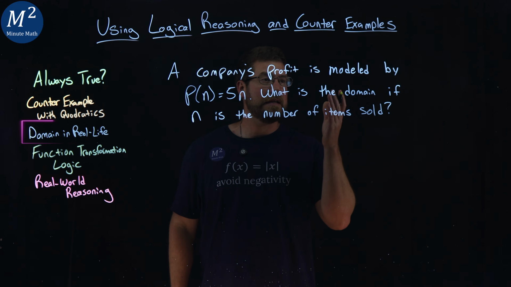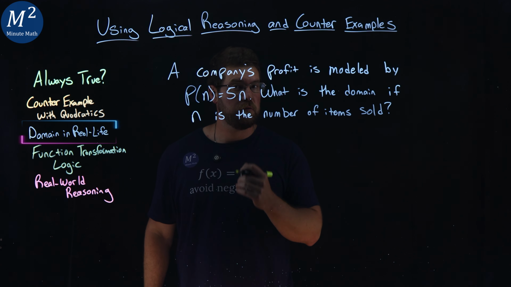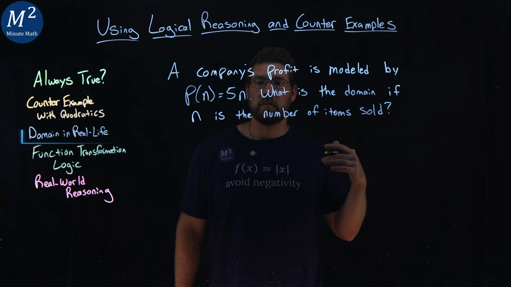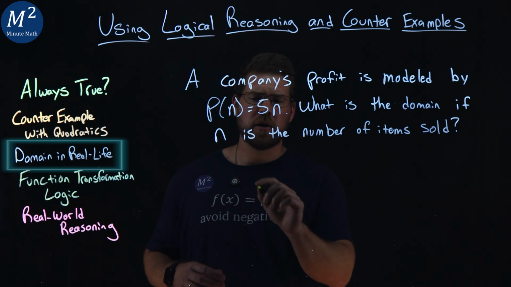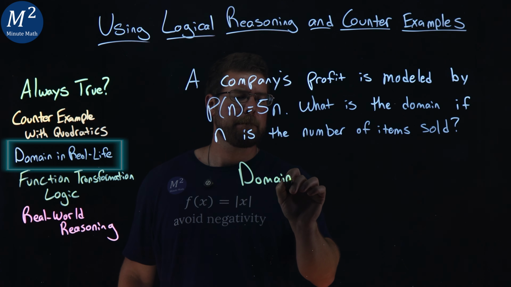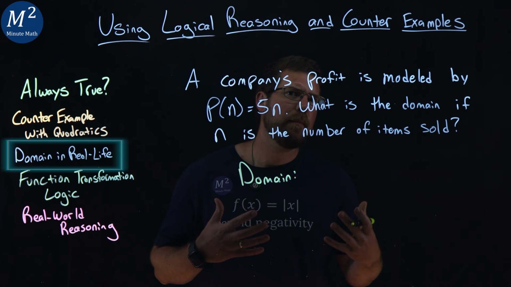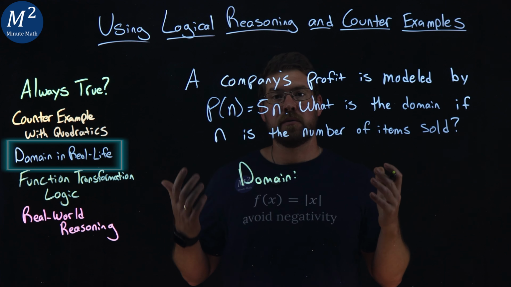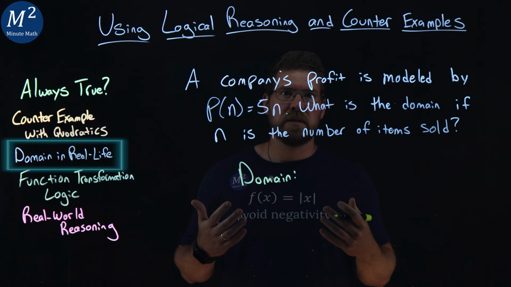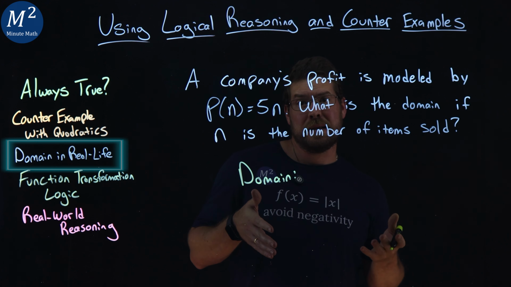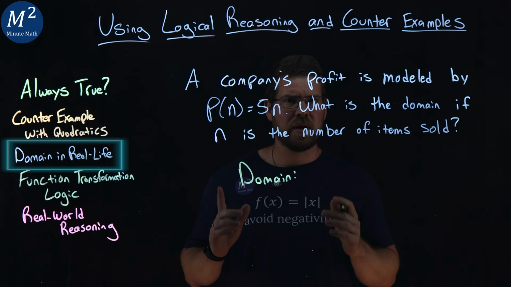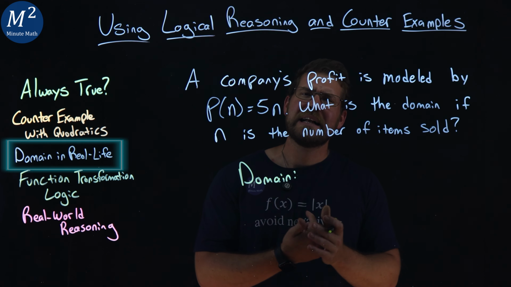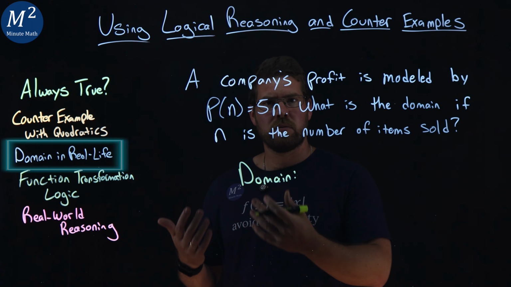A company's profit is modeled by P of n is equal to 5n. What is the domain if n is the number of items sold? So we want to find our domain here. And the thing is, we need to think about this company in general, okay? If it was just this equation, our domain would be all real numbers. But in this context, we know that we cannot sell negative items, okay? And so we can sell 0 items, we can sell 1 item, 2, and keep going up, but we cannot sell negative items of a product here.